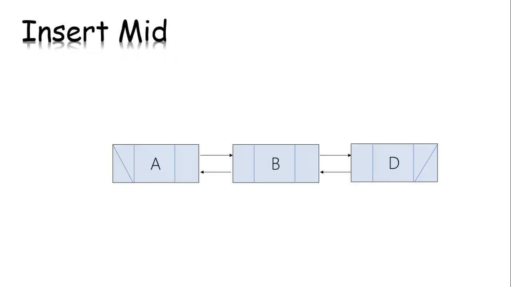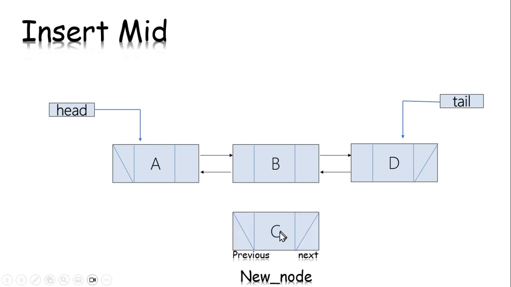Suppose we are given a doubly linked list like this that consists of alphabet in ascending order. To be able to insert a new node into this doubly linked list, we need the help of pointers. The first pointer is a head pointer that points to the first node. And then we need the second pointer that points to the last node. Here I use tail. And then if you wish to insert a new node like this, my data is C.